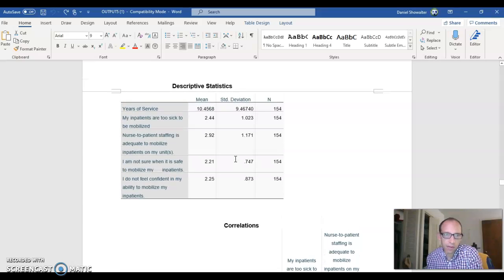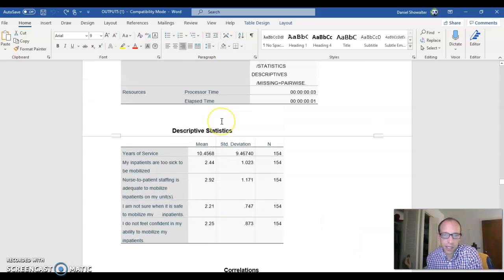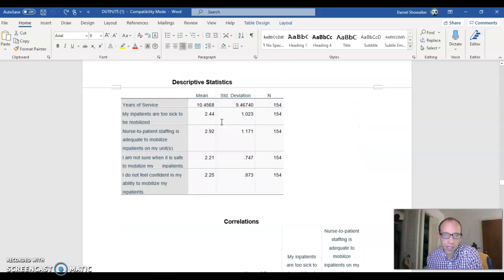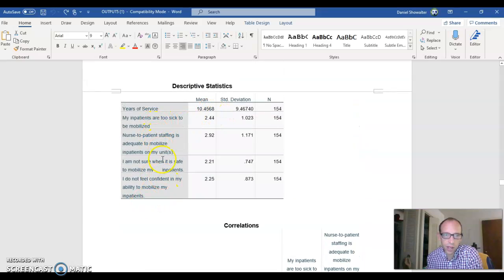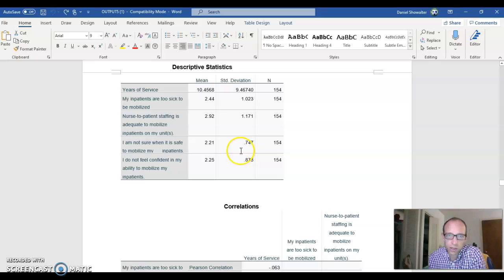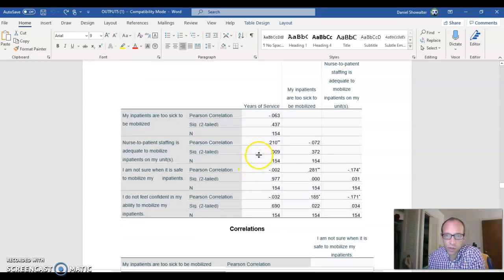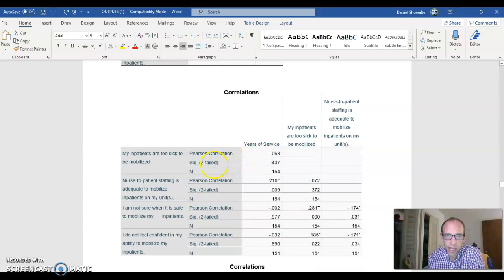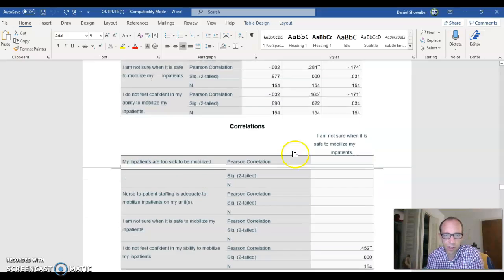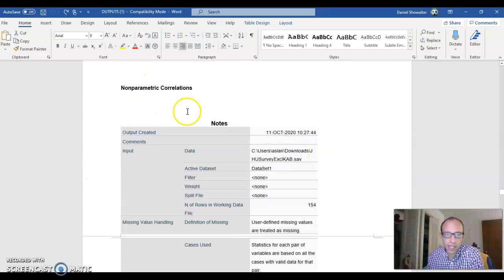Okay, then we have the specific items that you wanted to look at. So here's those 4 items along with years of service, and again, I just put in some descriptives. Here we looked at these are the Pearson correlations. So this would be the parametric version. The interpretation would be just like we did up there in the previous correlations chart. And then these are the non-parametric versions.